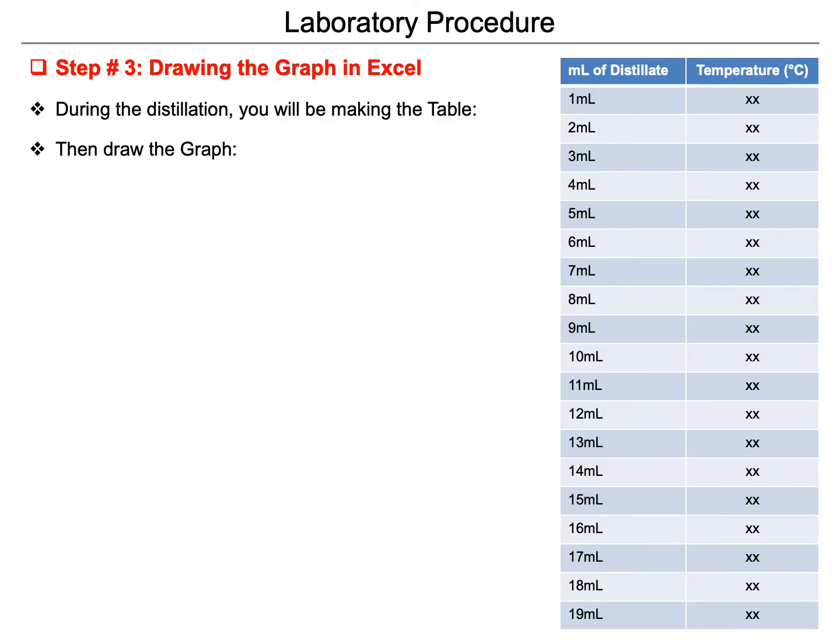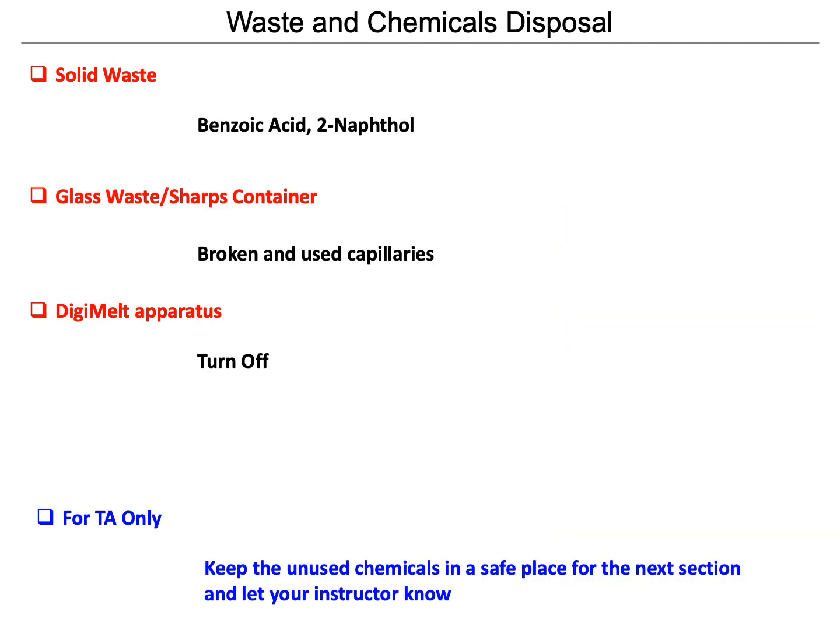At the end, you need to make a table because we are using the graduated cylinder. We can see the amount of liquid that we are storing inside the graduated cylinder. For each milliliter that you obtain, you need to record the temperature. At the end of the experiment, you have solid waste and glass waste, and you need to use the proper waste storage for all of them. Thank you.